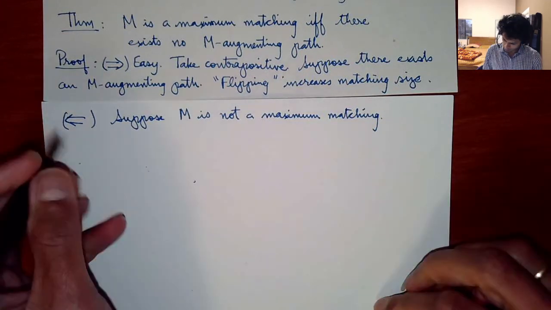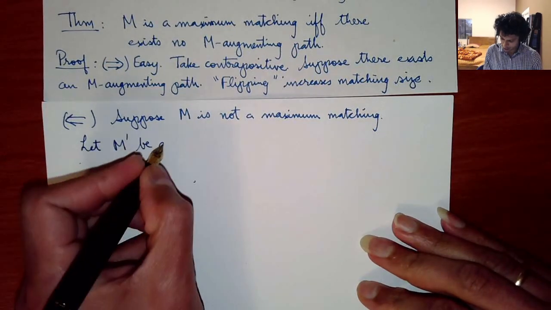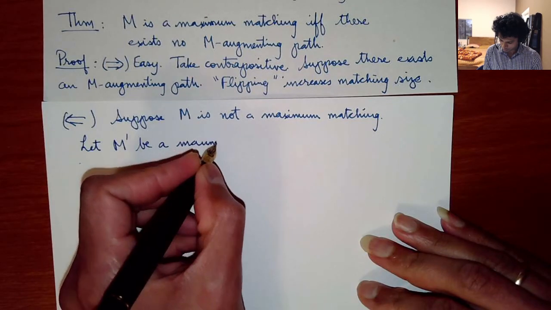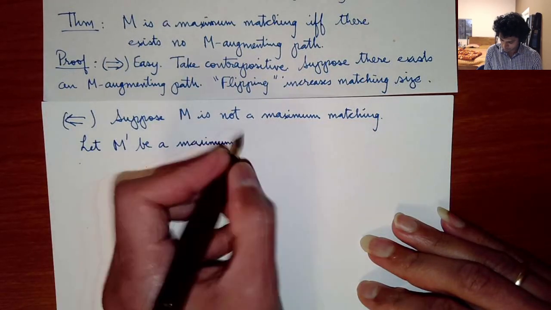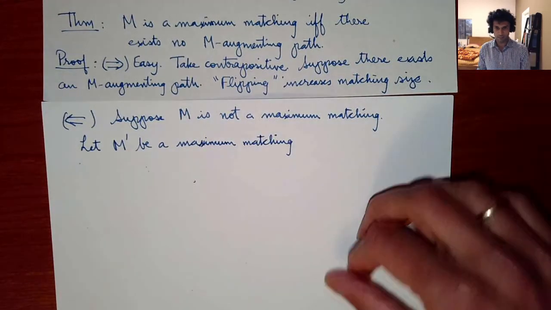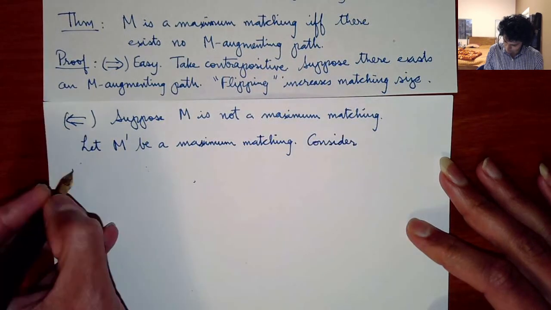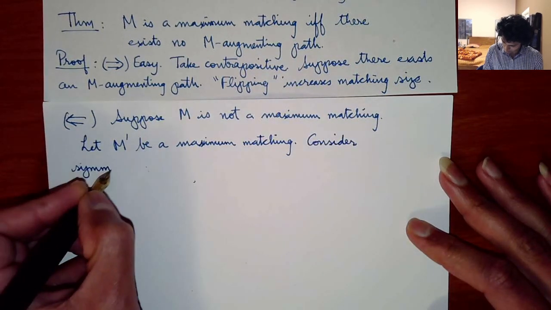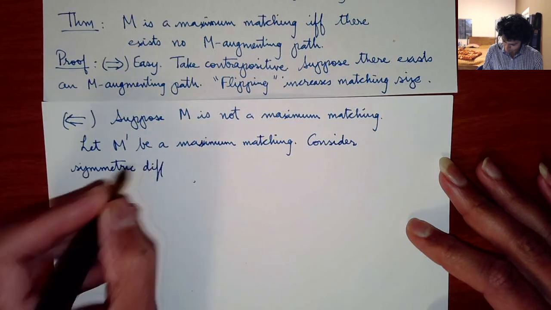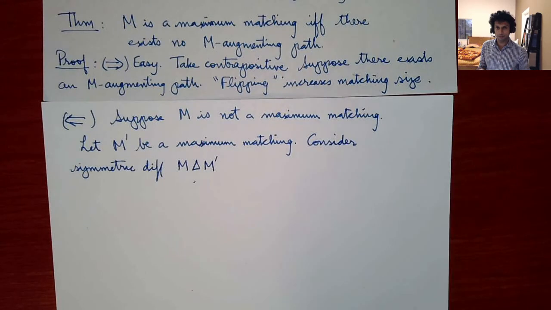So use a particular trick. I'm going to say, okay, let M prime be a maximum matching. Consider the symmetric difference M delta M prime, right? Consider the symmetric difference of the matchings. What is the symmetric difference of two matchings going to look like?